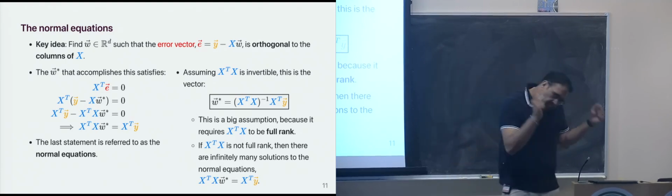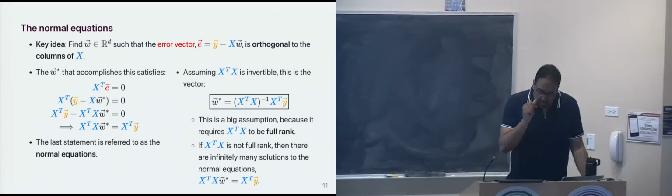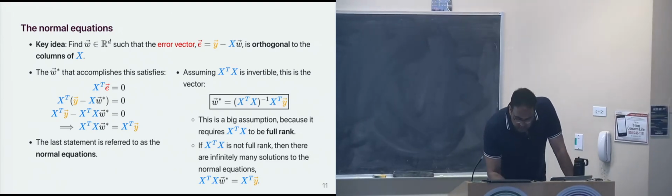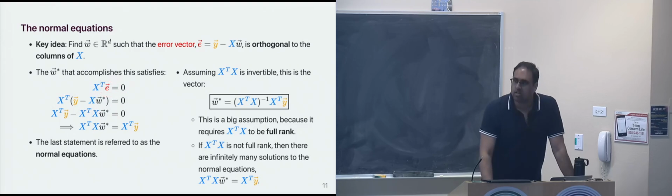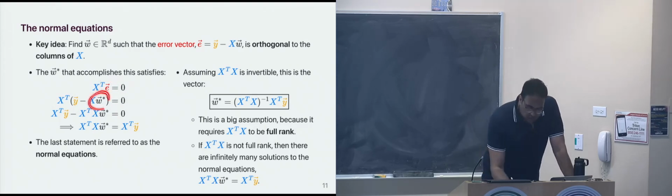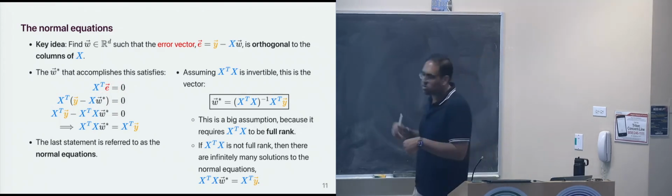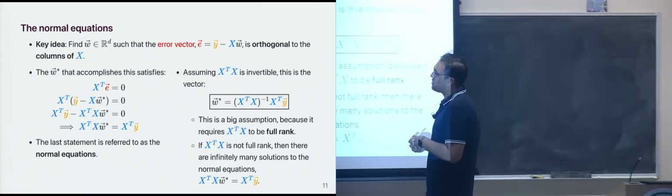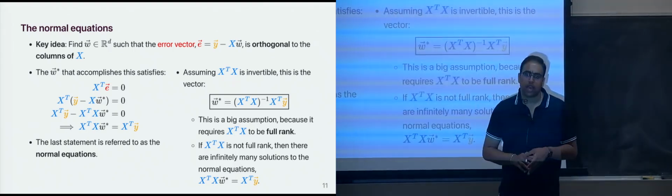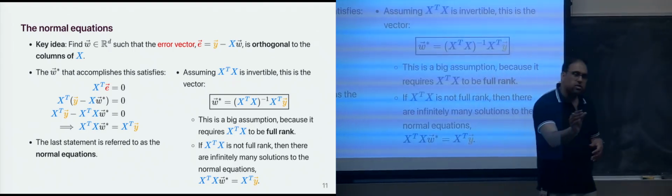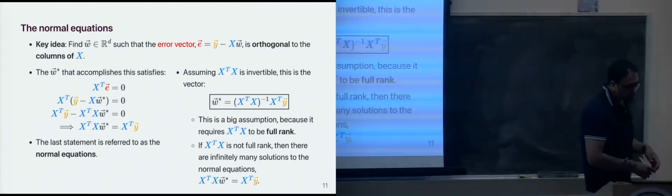And so the way I find my W star is by starting to substitute y minus xw star in for the error vector. And again, there's a star here already because I'm saying the best W vector will satisfy this sequence of equations. Other W vectors may not. But we're talking about the best W vector here, so there's a star.